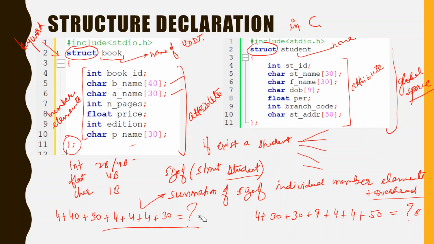Okay, so one more thing that you can notice here is that character dob is written as a character array of length 9. So why 9 length? Because we are assuming here that the date is in this format. There are 8 characters, and in the end there would be a null character, so that is why this is taken as 9. So you have to think logically about what should be the size of each individual member element depending upon your need. So this is how structures are declared.